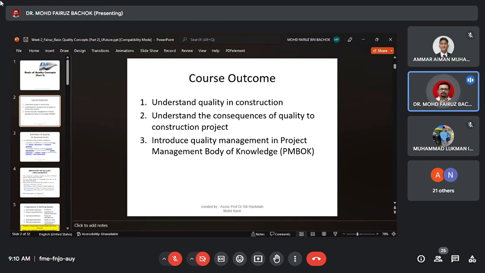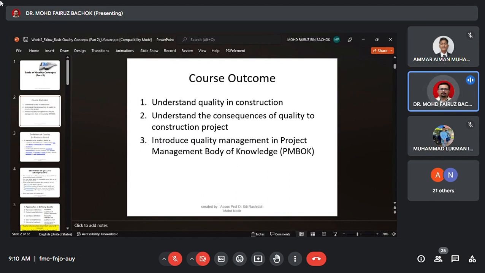And number three is to introduce quality management in the Project Management Body of Knowledge, or in short, known as PMBOK. This is part of the project management knowledge, one part of it.